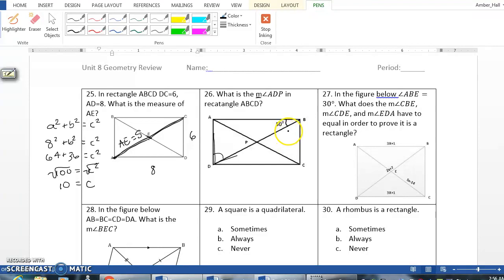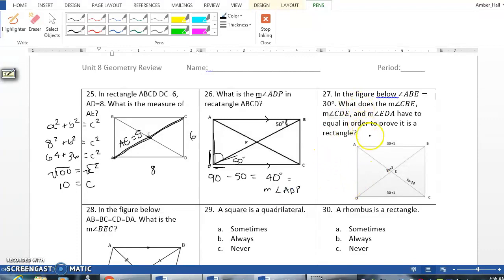Well, when we have two parallel lines cut by a transversal, we know that if this angle is 50, this angle is also 50 because they are alternate interior angles. And then we also know that every rectangle, all the corners are 90 degrees. So if the total of this corner is 90 degrees, we know that this angle, our missing angle, and this angle that we just figured out are complementary, which means they add up to 90 degrees. So if I simply take 90 minus 50, I get 40 degrees, which is the measure of angle ADP.